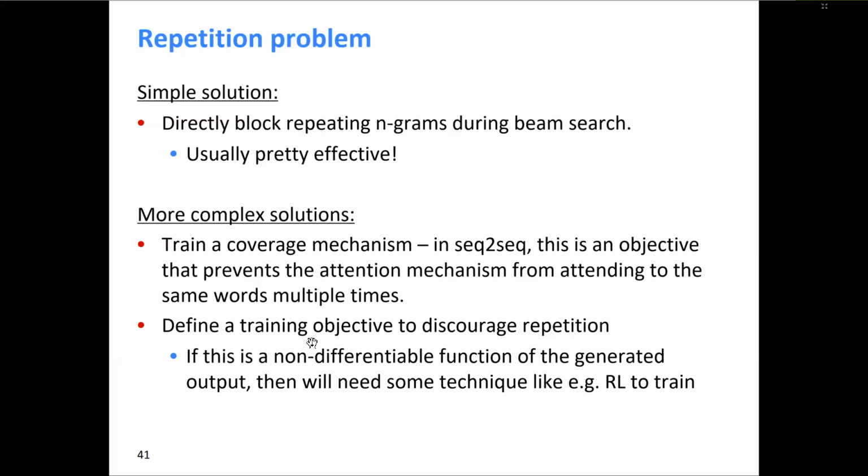But sometimes, for example, the repetition is just a count. That's one quick way to measure the repetition, right? But the count is not a differentiable function, so it's hard to train on it. And then you turn to other techniques like reinforcement learning to search for and maximize the objective.